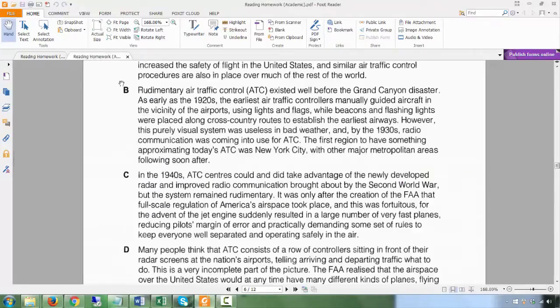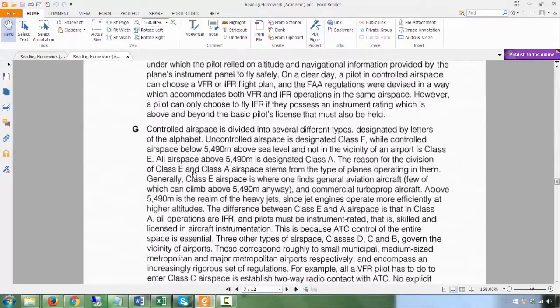Okay. Firstly, let's go to G, where it talks about Class F airspace. Okay. Uncontrolled airspace.